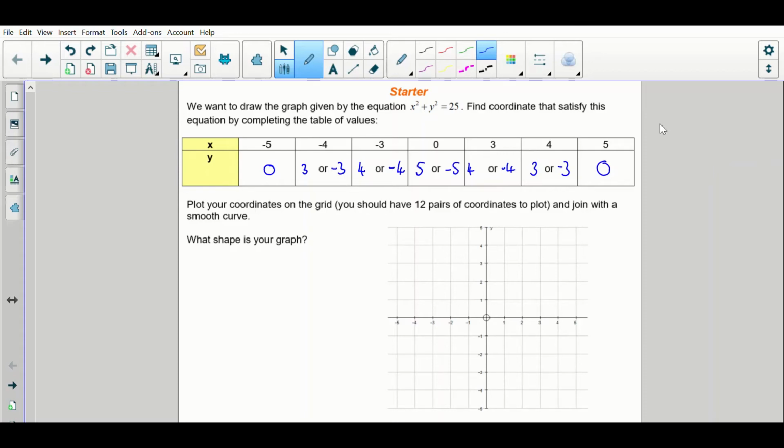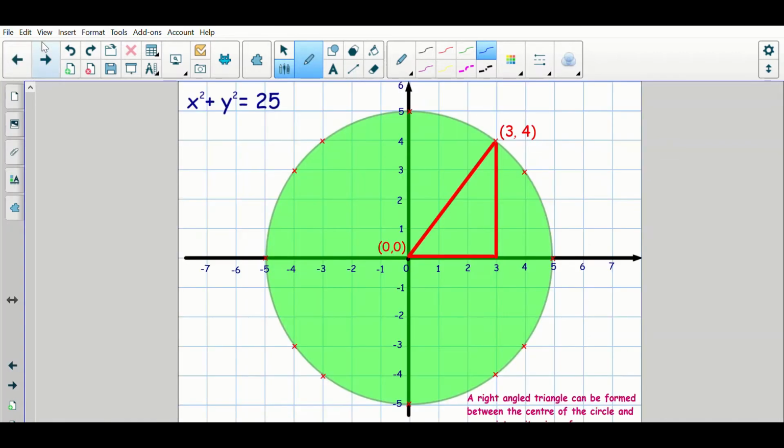Looking at our starter, if we substitute the x coordinates from the table into x squared plus y squared equals 25, remember our positive and negative square roots, we get these y values. Plotting these y values and joining up with a smooth curve, we see that x squared plus y squared equals 25 actually gives us a circle, centre 0, 0 and radius 5.